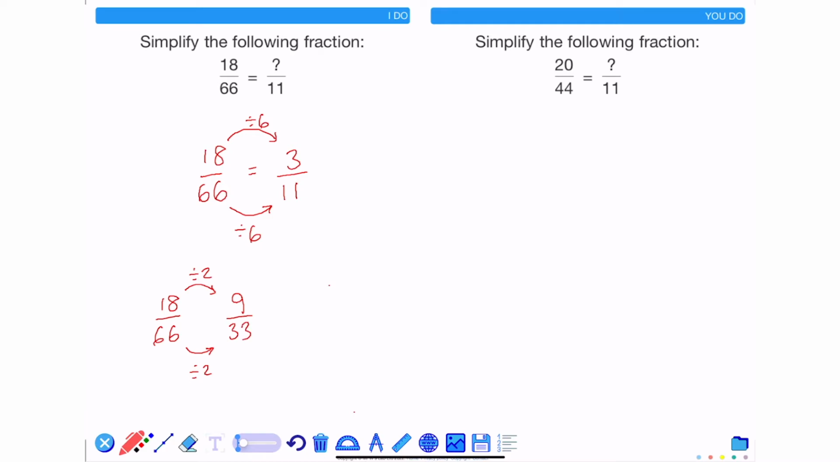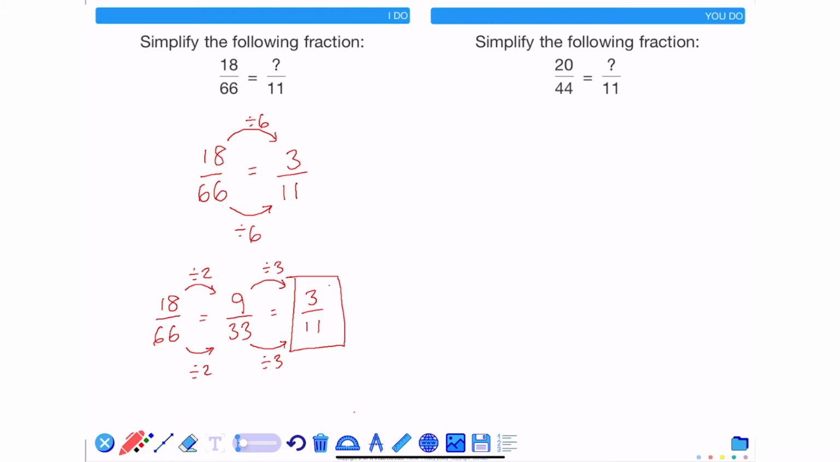A common factor of 9 and 33 is 3, so I can divide both of these by 3 and then get 3 over 11. All of these are equivalent fractions that have exactly the same value, but the one that we want is the fraction in its simplest form.